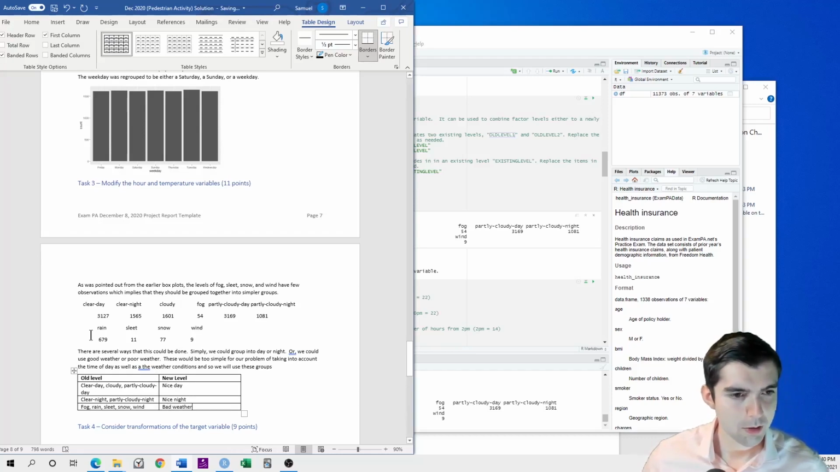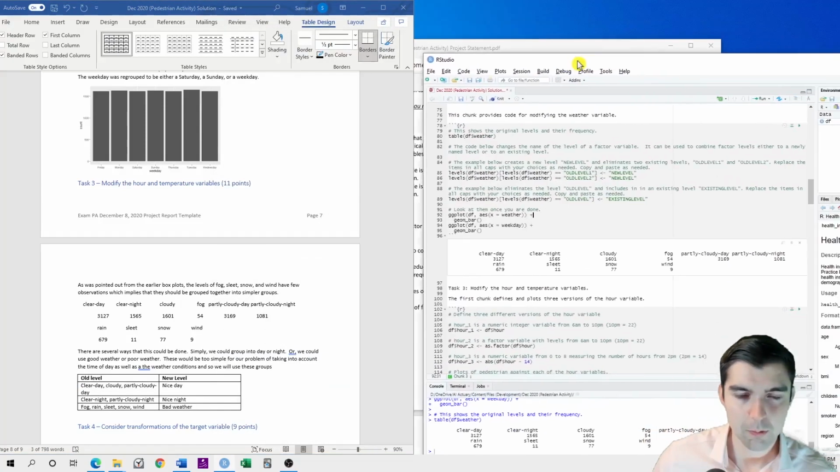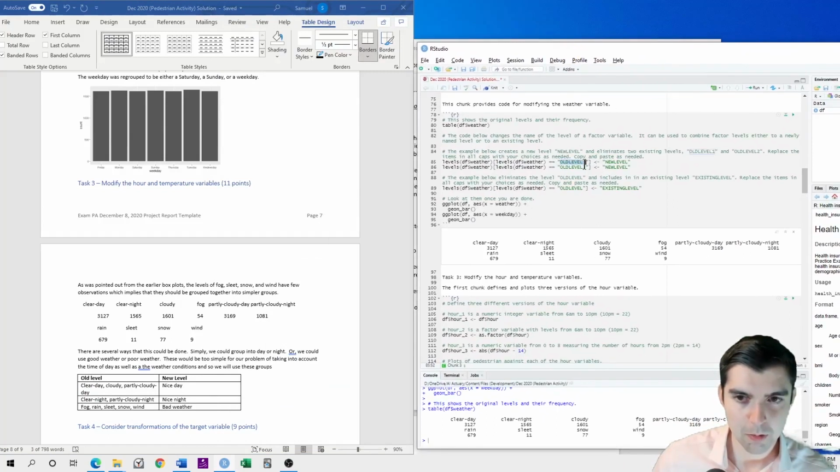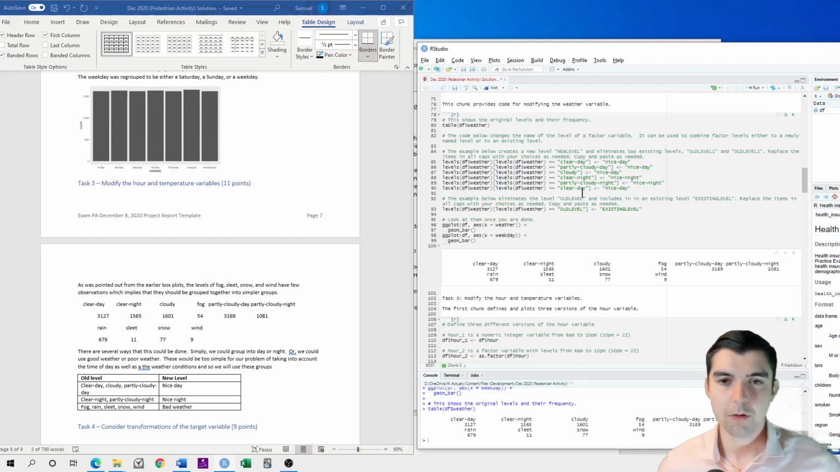So let's just see. Clear day, check. Clear night, check. Cloudy, check. Fog, check. Partly cloudy day, partly cloudy night. Rain, sleet, snow, wind. Okay, so the way to do this in R will be to do. So I have to make this a little bit more manual. So if this is clear day, nice, and then clear night, partly cloudy night, and then fog, rain, all these other things.